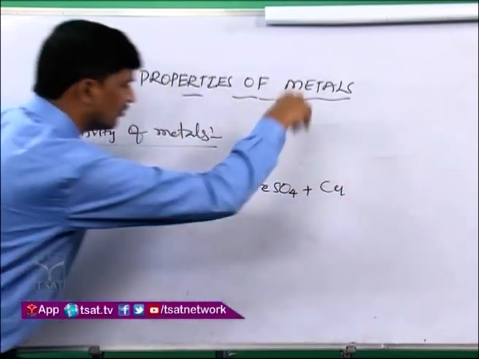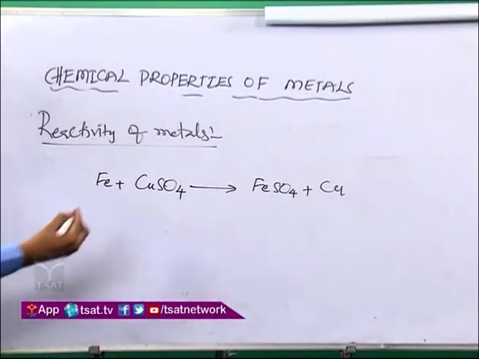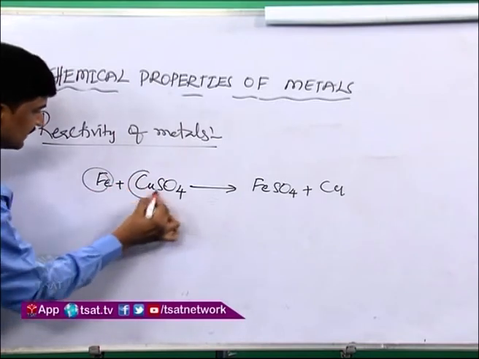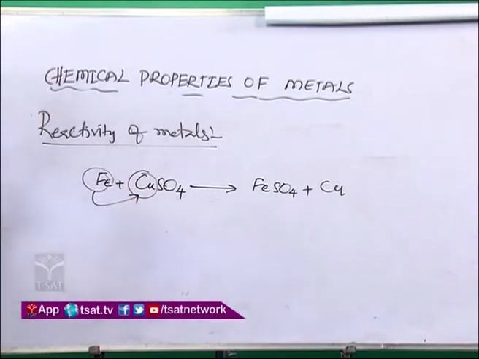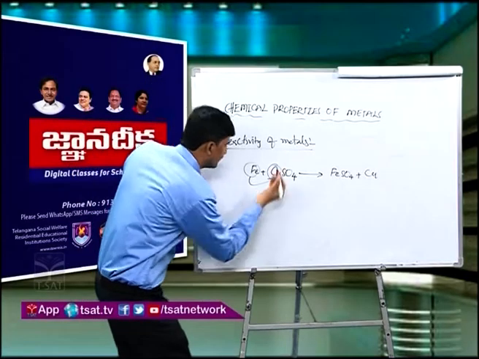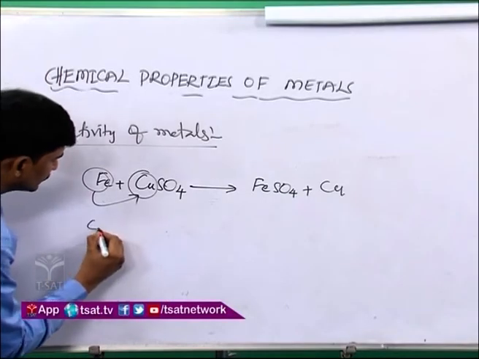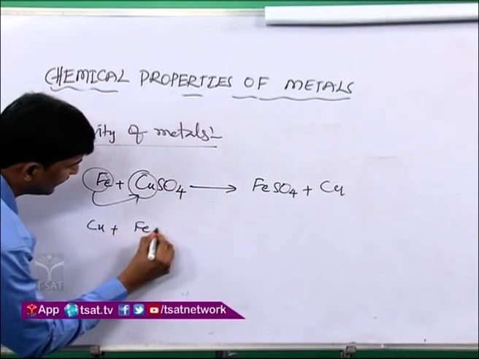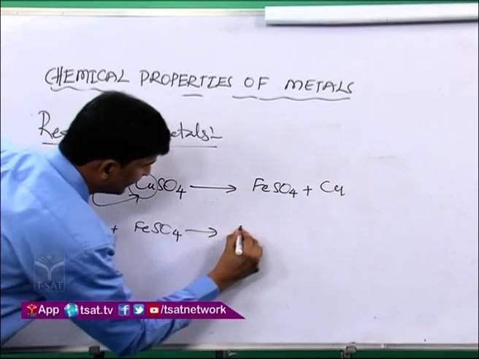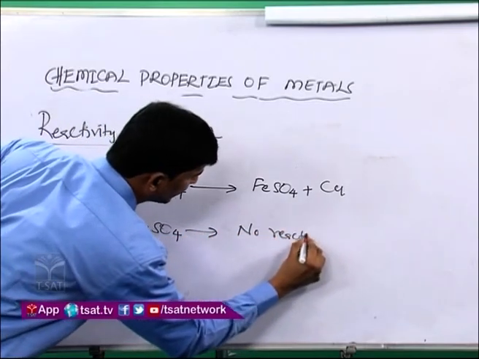So in this way, copper is deposited on iron. So what happened here? Iron is displacing copper, because iron is more reactive than copper. What happens, children, if we have taken the conversion? If we take copper plus iron sulfate, there will be no reaction.